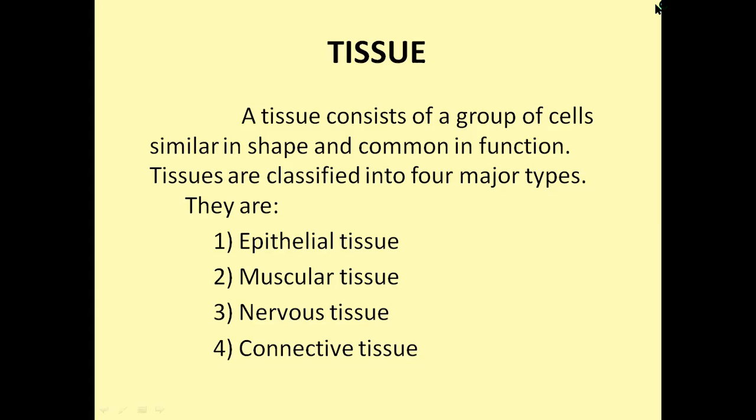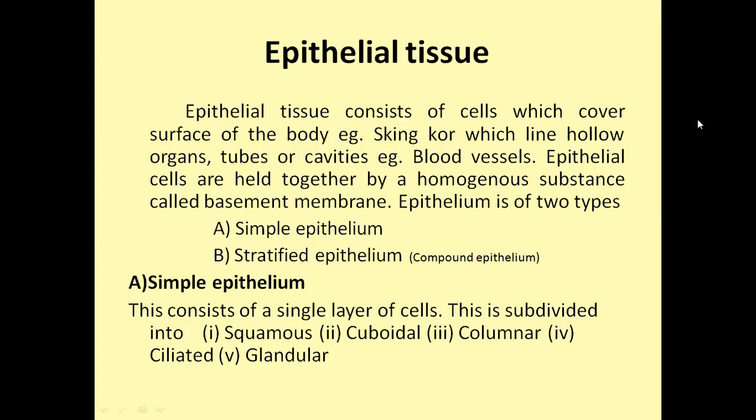Okay. Coming to the next one, we are just going to deal with epithelial tissue now. Epithelial tissue consists of cells which cover the body surface, like the skin, and which line hollow organs, tubes and cavities, for example blood vessels. Epithelial tissue is held together by a homogeneous substance called the basement membrane.